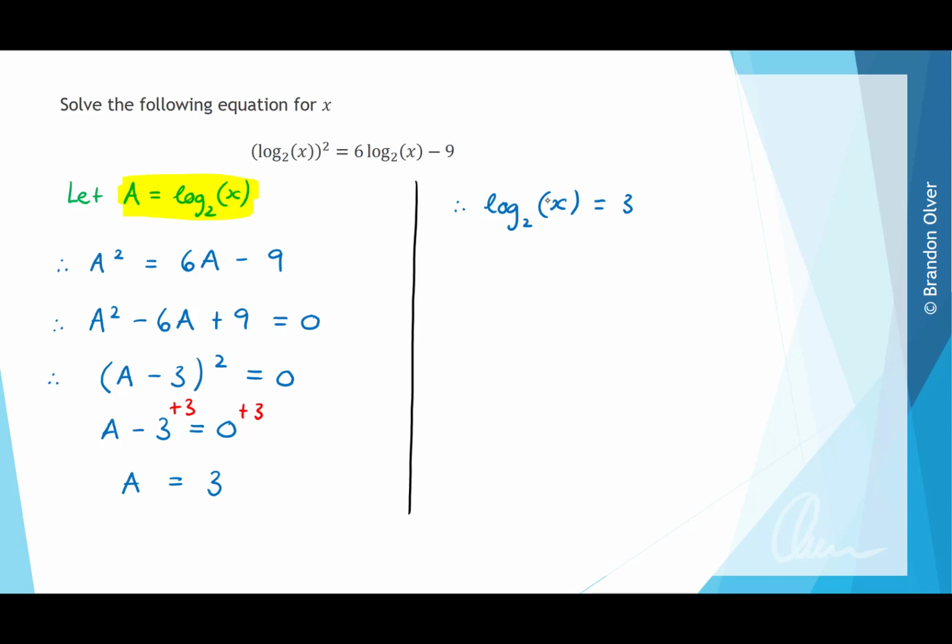Now, as x is the part inside the log, we can use an equivalent statement to find what x is equal to. So in our equivalent statement, the base 2 remains the base, and this equals 3 becomes the power, and that is equal to the part inside the log, which is x. Therefore, x is equal to 2 to the power of 3, which is simply 8. So that is the solution to this equation.